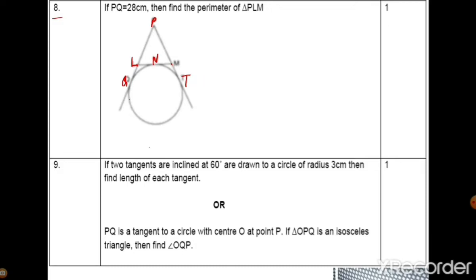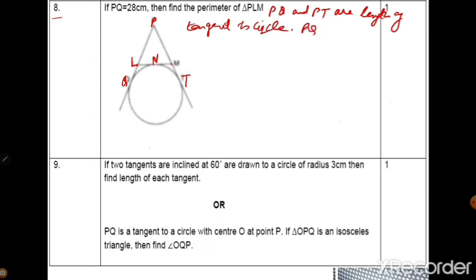From any external point, the lengths of tangents to the circle are equal. So we can say that PQ and PT are lengths of tangent to the circle. Then PQ will be equal to PT. Equal tangents, you can say. This is the external point. These are 2 points on the circle, Q and T. So PQ and PT will be equal. So here it will be 28, as we know that PQ is 28. So both will be 28 centimeter.